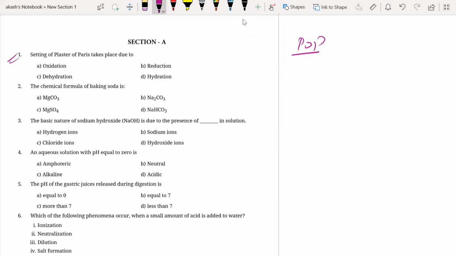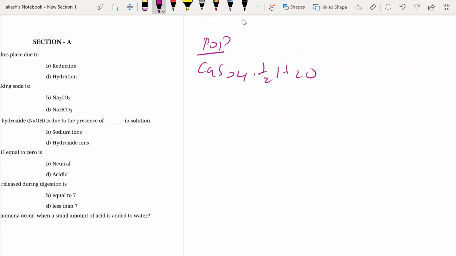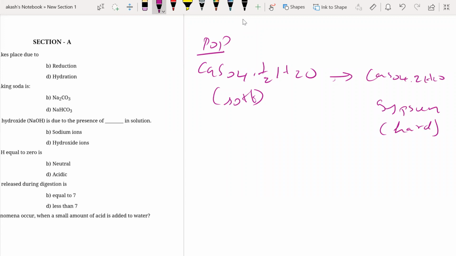Okay, so plaster of Paris is calcium sulfate hemihydrate. CaSO4.1/2 H2O is my plaster of Paris. Correct. Now, see, remember that this will be very soft. So when it has to set, it has to get converted into CaSO4.2H2O. That is your gypsum. And this is hard. So it is like cement.